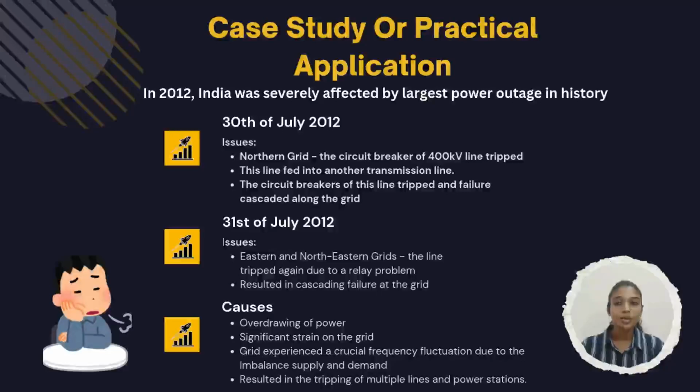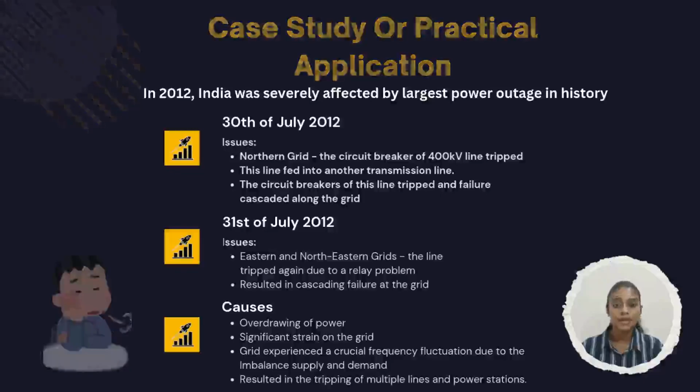The cause was overdrawing of power that caused significant strain on the grid. Consequently, the grid was experiencing a crucial frequency fluctuation due to the imbalanced supply and demand. This resulted in the tripping of multiple lines and power stations.